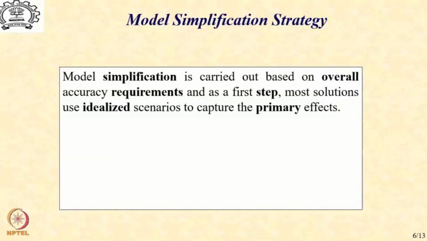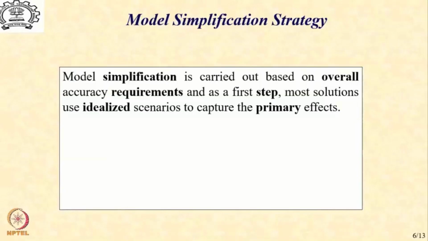So we are going to use what is called an idealized scenario to capture the primary effects. We are going to divide this whole game into three segments. The primary effects, which means the most dominant physical effect which is going to decide the performance. Then the secondary, which is the next level, and the tertiary, which are at a further lower level. And then we say that we are first going to generate the solution for the primary effect, and then we are going to correct it for the secondary effect, and then we will see whether the tertiary effects need to be taken into account or not.